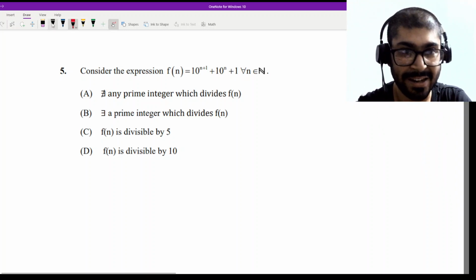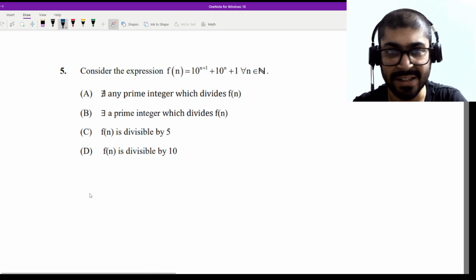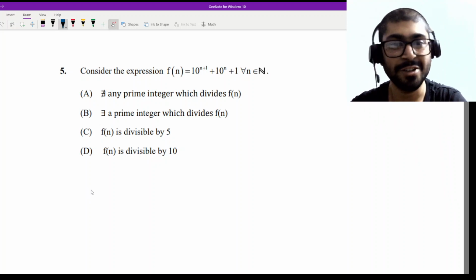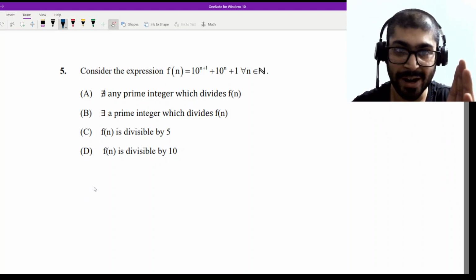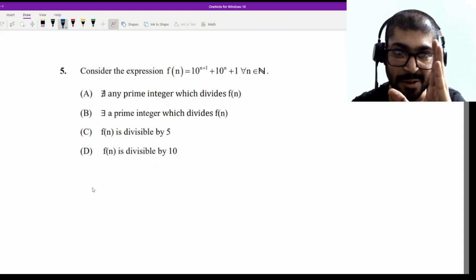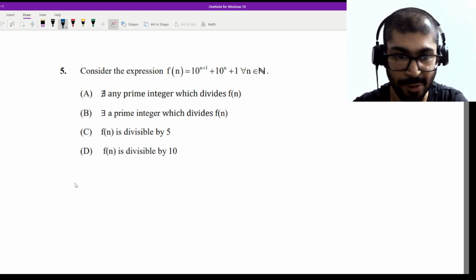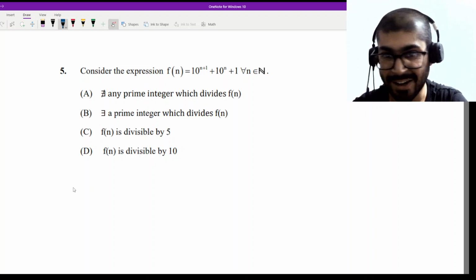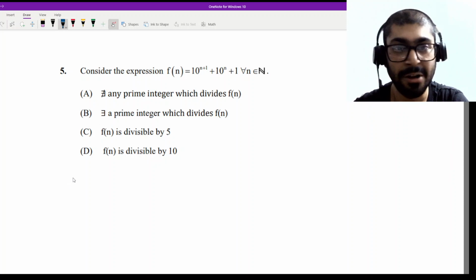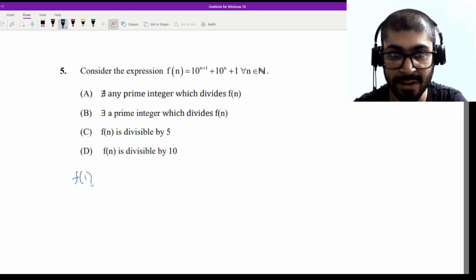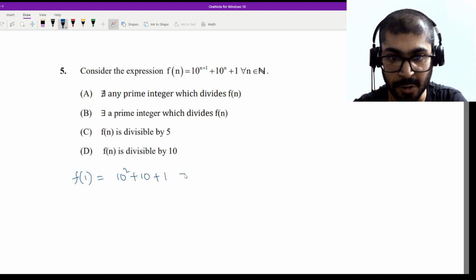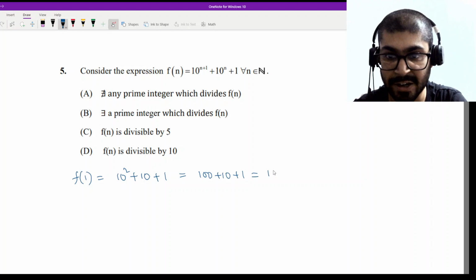So check the function. The function says f_n equals 10 to the power n plus 1, plus 10 to the power n, plus 1. Now what is going to happen here? Before doing the theoretical description, let's just check, for n belonging to natural numbers. So f1 will be 10 square plus 10 plus 1, so 100 plus 10 plus 1, this is 111.